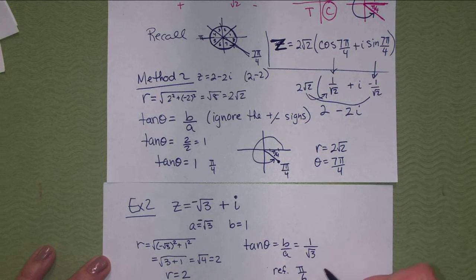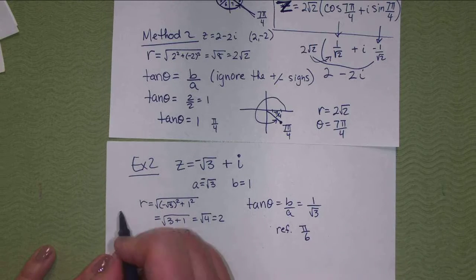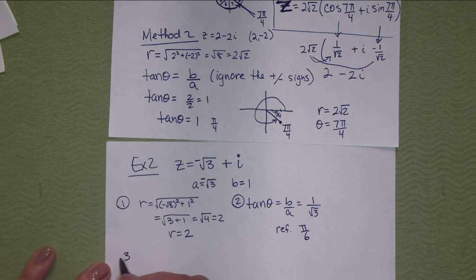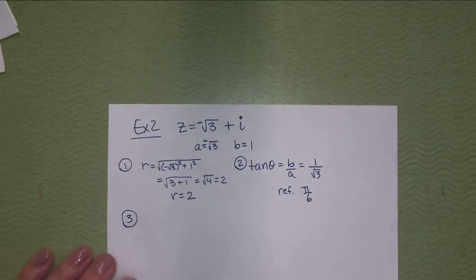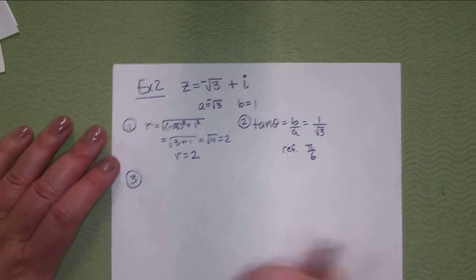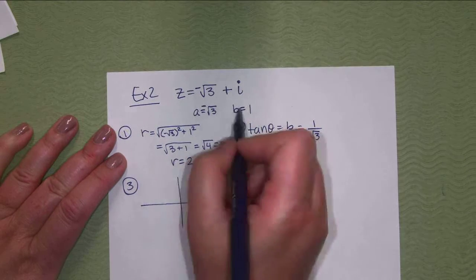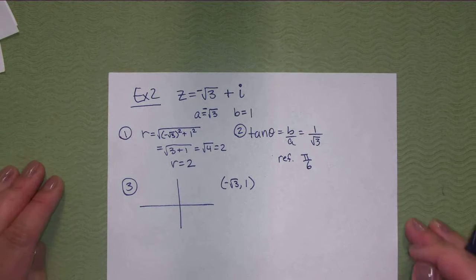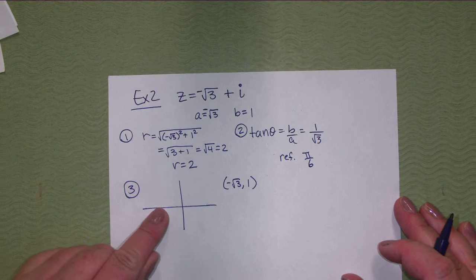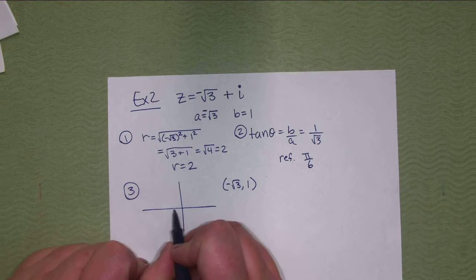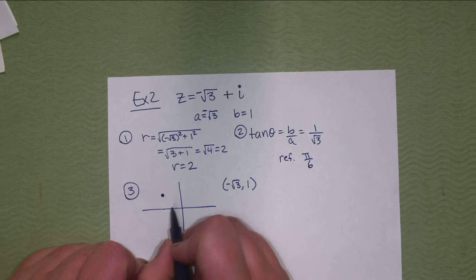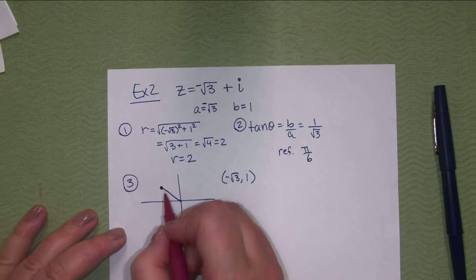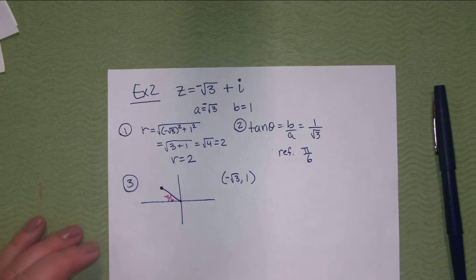So there are 3 steps. Step 3 is to draw the angle. To draw it, we plot the point negative root 3, 1. Where would that land? Negative and up, so we land up here. And our reference angle is pi over 6. That always goes between the x-axis and the line you just drew. And this is always our start.